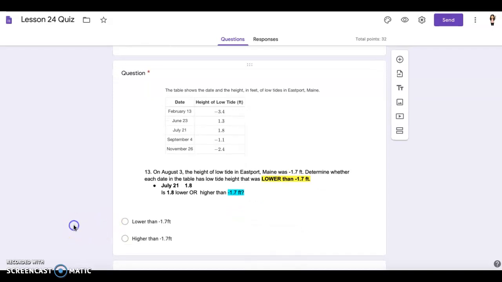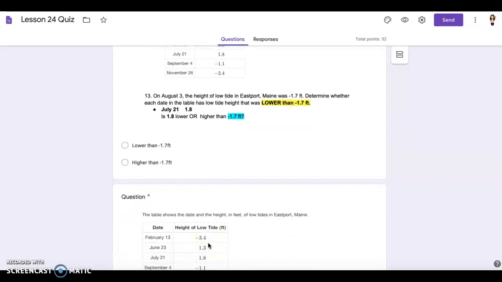Number 13. On August 3rd, the height of low tide in Eastport, Maine was -1.7 feet. Determine whether each date in the table has low tide height that was lower than -1.7 feet. So we're looking at July 21st was 1.8. Is 1.8 lower or higher than -1.7 feet?